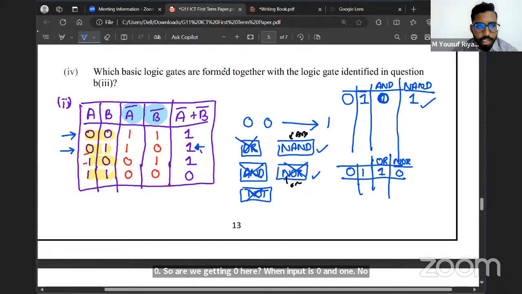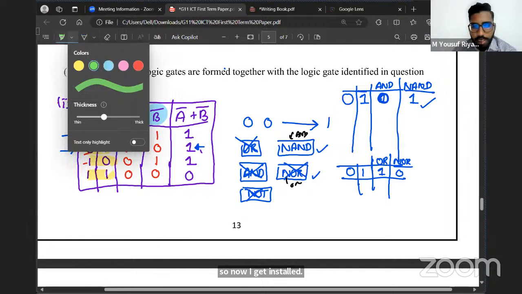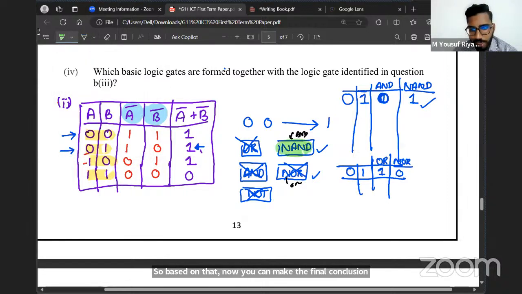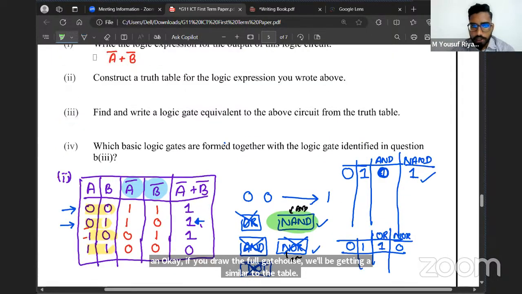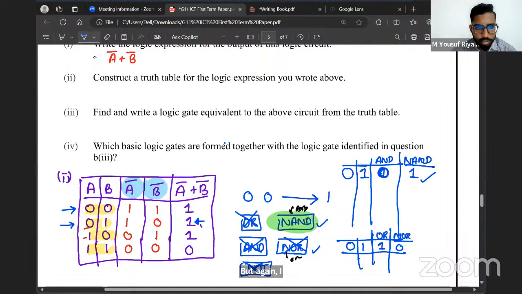So based on that, now you can make the final conclusion. The gate that is similar to the truth table we have here is a NAND gate. If you draw the full gate also, you'll be getting a similar truth table. But again, I will clear up how I found the answer here as NAND gate.